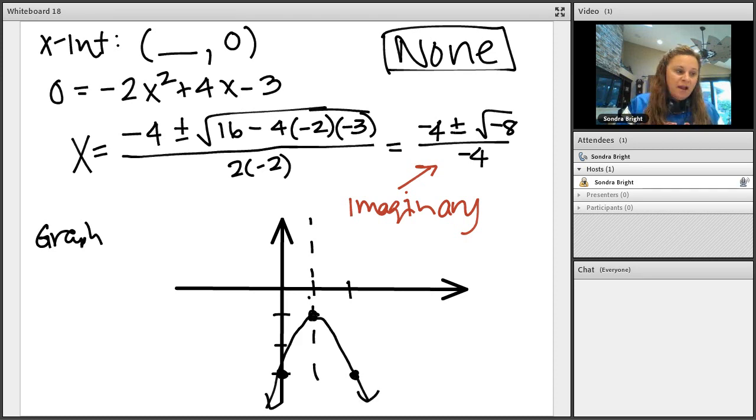It's opening down because of the negative 2 as the leading coefficient. It's got the vertex there, and notice there are no x-intercepts there. Makes sense, right? It's opening down and it's already below it, so it'll never cross the x-axis. So there you go. That's graphing from standard form and finding all this information. Make sure also that you know how to go backwards. Know how to work backwards as well.